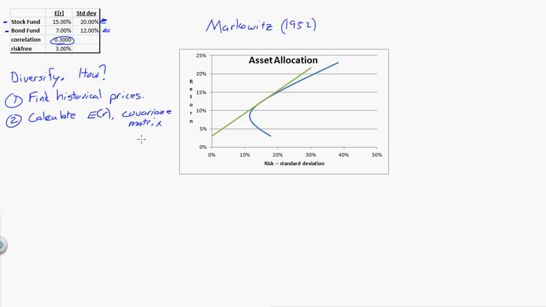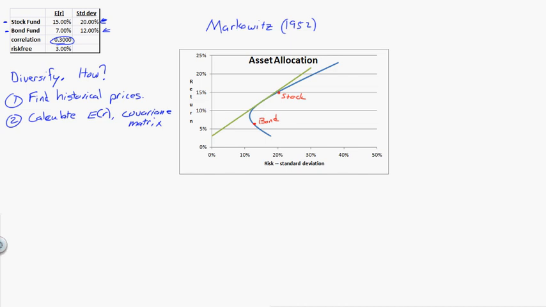Alright, now that you have that, let's see how we could invest. So what are our possibilities? Well, the bond fund has an expected return of 7, so I'm just going to eyeball this. So the bond fund is right about there. The stock fund has expected return of 15 and standard deviation of 20. So the stock fund is going to be right about there. So I could be 100% in stocks, 100% in bonds. Now, the blue line is drawn based on the correlation between the two assets.